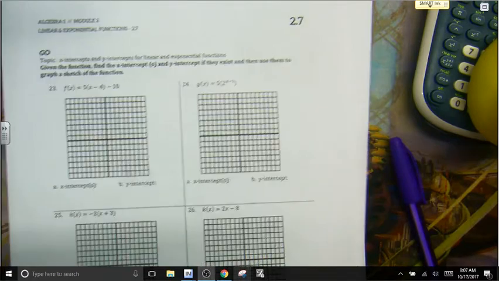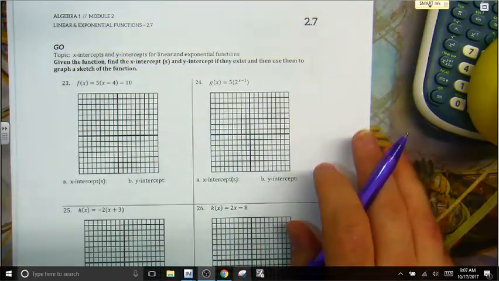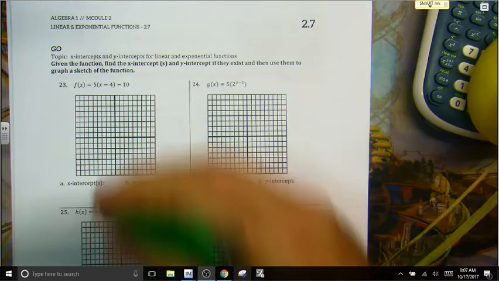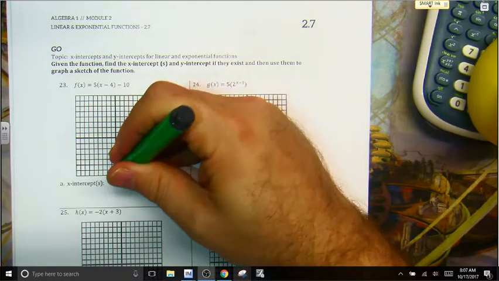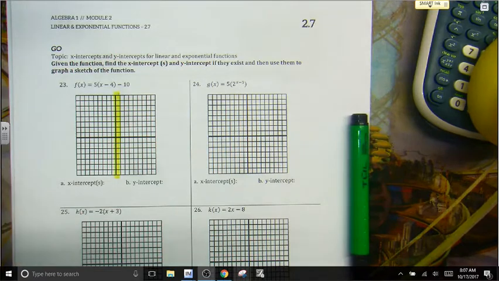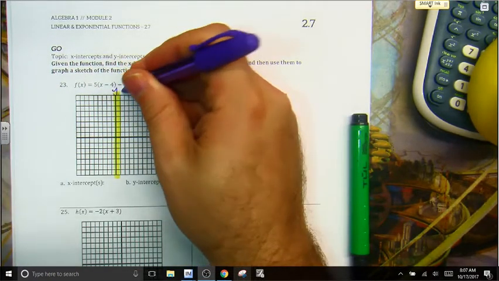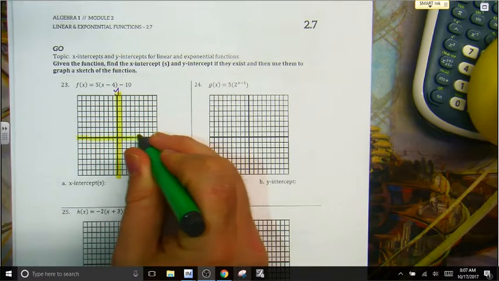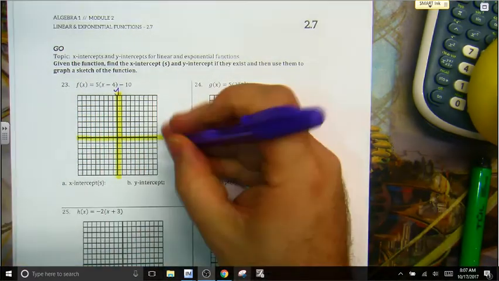Finally, topic is x-intercepts and y-intercepts for linear and exponential functions. It wants us to find the intercept. So let's talk real briefly about what an intercept is. We know that this is a y-intercept. Anywhere that the line crosses the y-axis, this is our y-axis, this is our y-intercept. And then anywhere it crosses the x-axis, this is our x-intercept.